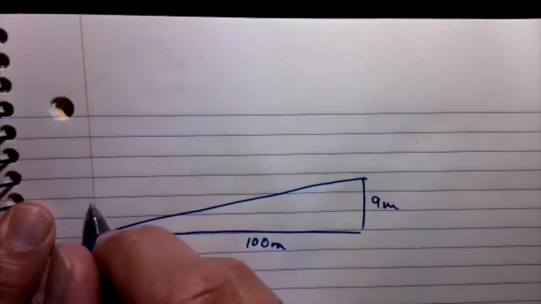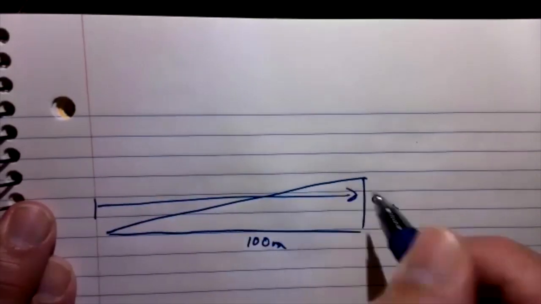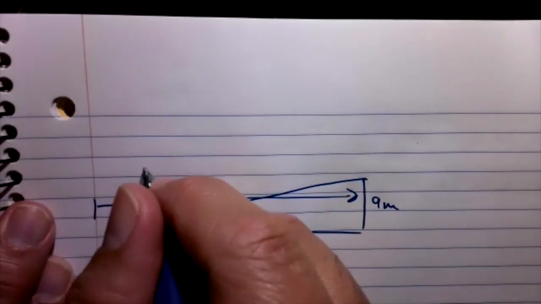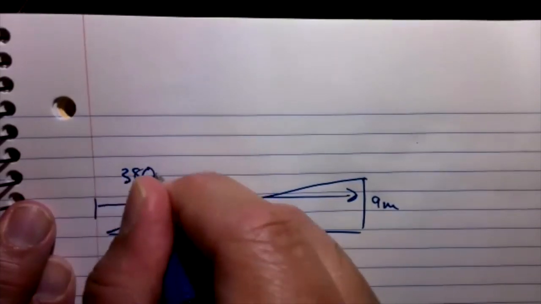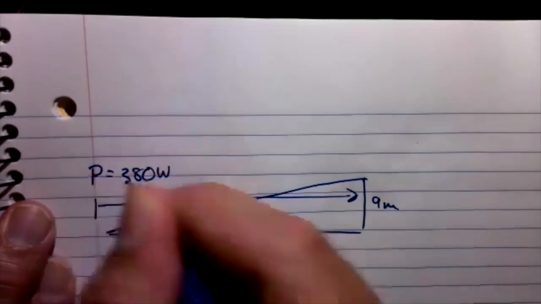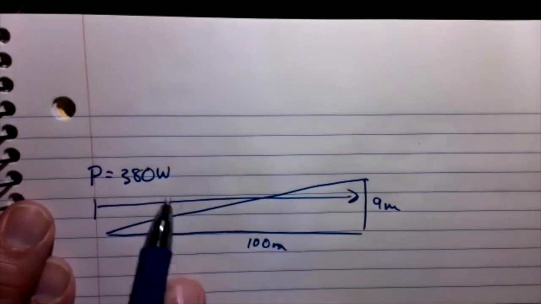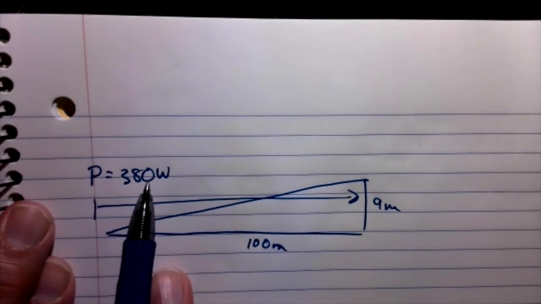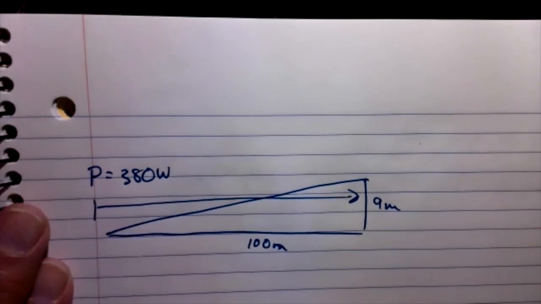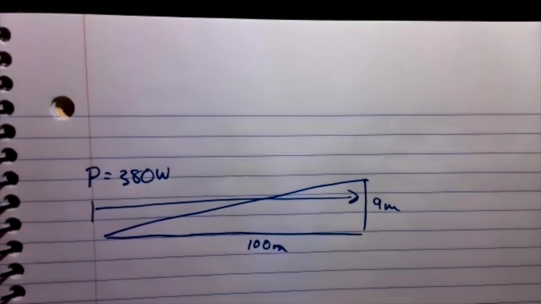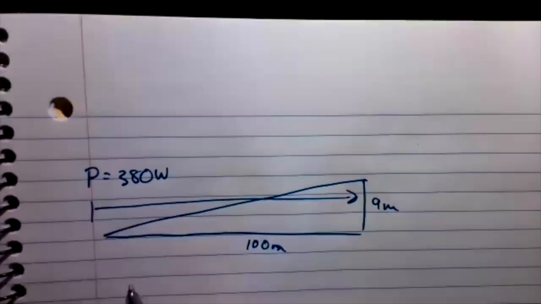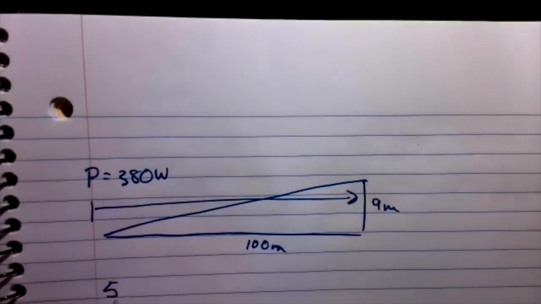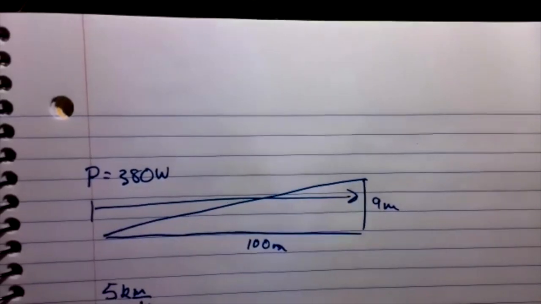Okay. Now, if a hiker were to go across here and it were totally flat, it would take 380 watts of power to go at that rate. So every second they're going to be using 380 joules of energy. Okay. And what velocity did you have for your runner? 5 kilometers per hour. So I'll just say 5 kilometers per hour.